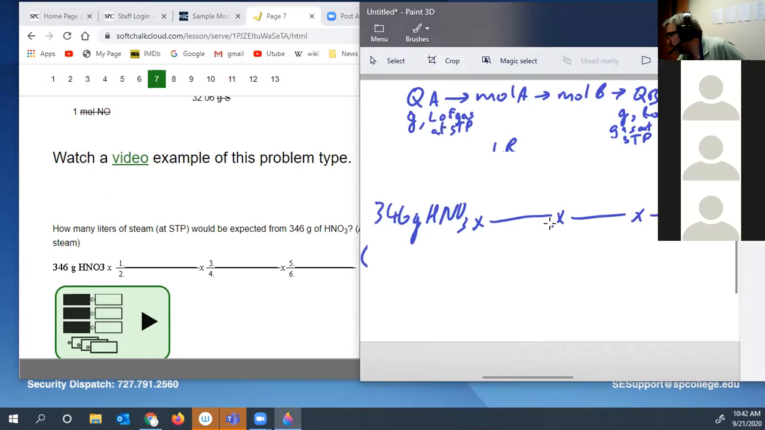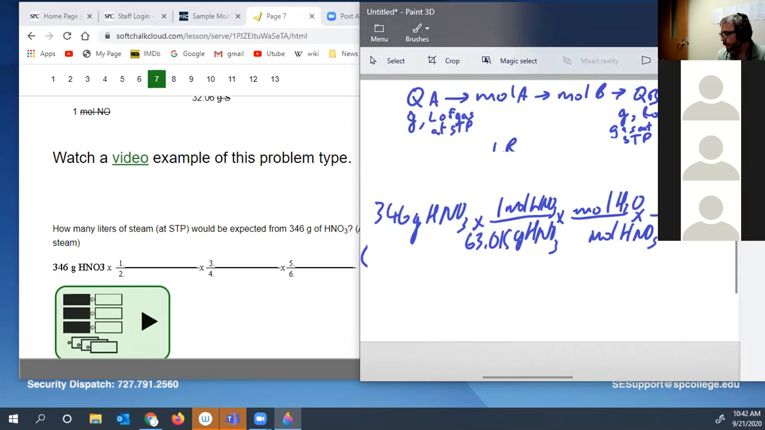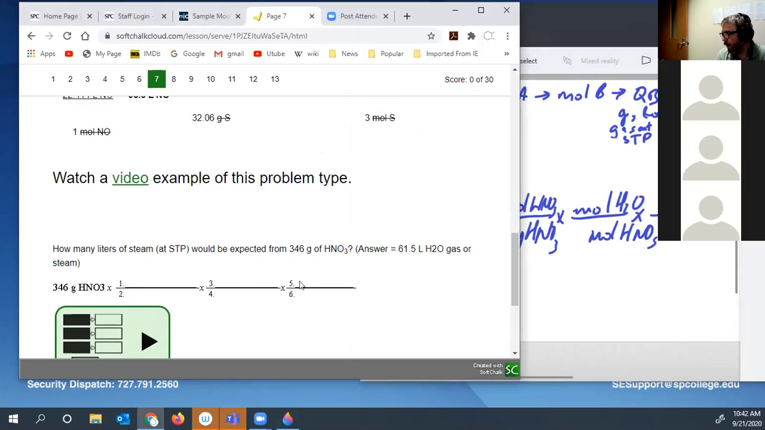Okay. So we need liters of water at the end. So we know moles of HNO3 will be on top here. Grams of HNO3 go on the bottom. Moles of H2O go on the top, and then moles of HNO3 go on the bottom. Liters of H2O go on the top, and then moles of water go on the bottom. And then the relationships: 1 mole is 63.015 grams of HNO3. The relationship between moles of water and moles of HNO3.